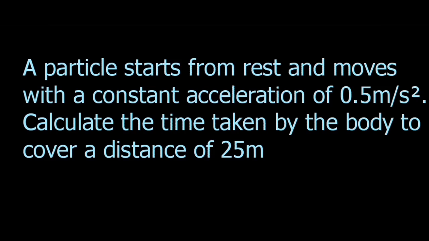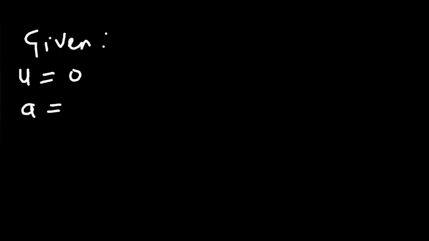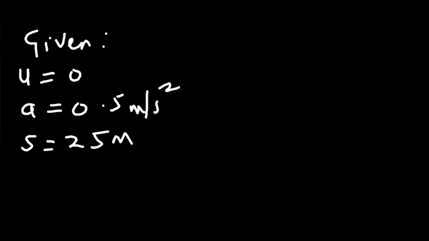In this particular question, the first thing we need to do is to identify the given parameters, as we shall see as follows. So that we have given the initial velocity U to be 0, since the particle is starting from rest. We also have that the acceleration of the particle was 0.5 meter per second square, and it covered a distance of 25 meters. So we were told to find the time taken to cover the distance. So we denote time with letter T.